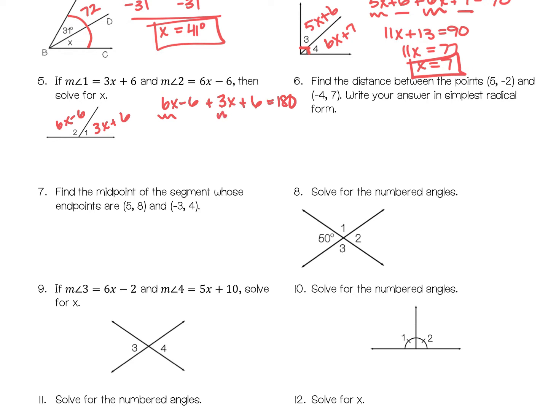Combine like terms. So that gives us 9x equals 180. Divide by 9. And x is 20.